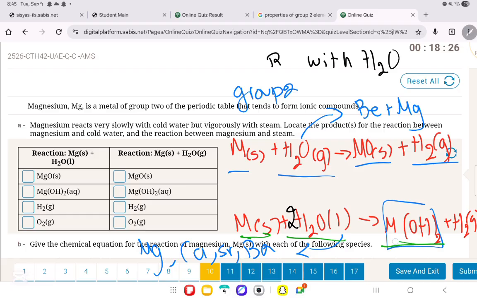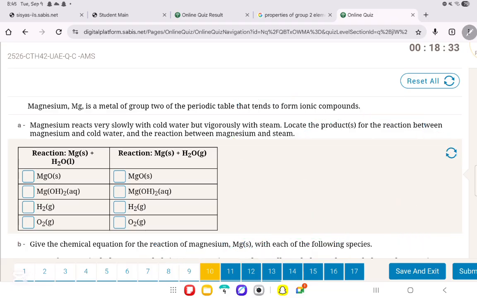Metal hydroxide, which we will denote later if it's solid or aqueous, in addition to H2 gas. Okay, so this is all you need to know for the reaction with water.